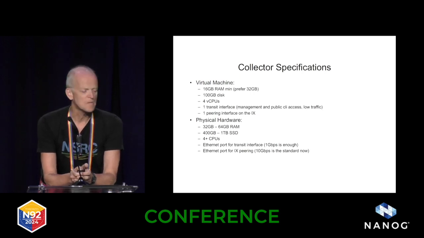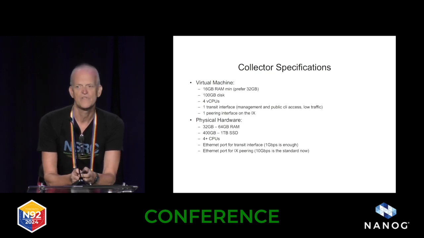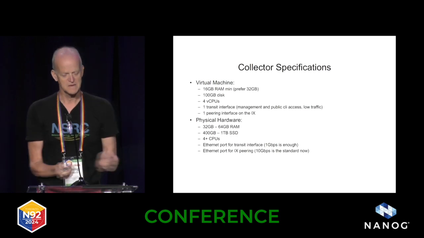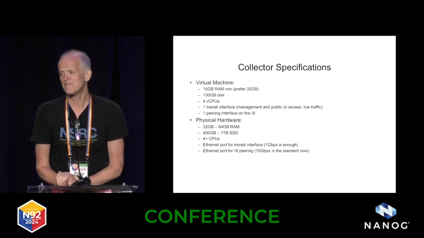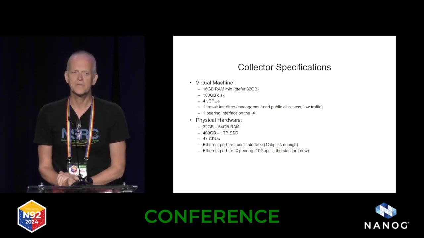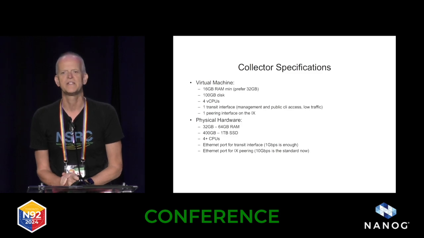Specifications, it's not that complicated. The collectors aren't really that big. We just have to have enough RAM and disk space to function and keep updates before we ship them back to U of O, and enough CPU that FRR can operate. FRR is kind of single-threaded, so it doesn't need a huge amount of CPU as such.